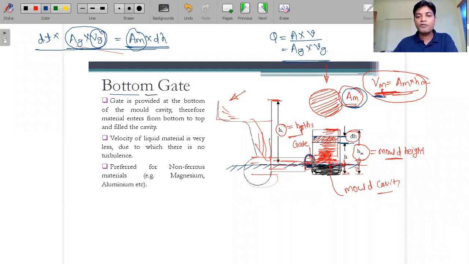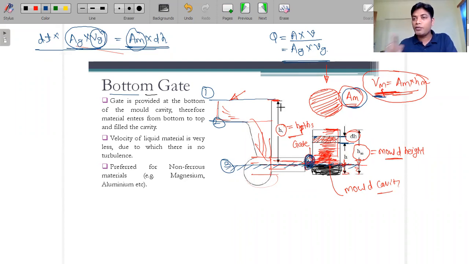For that we need the value of the velocity. And this velocity is of what? This is the velocity of this gate. Now this gate is at what position? This is the first, this is the second, which is the sprue, and this is the third. So this gate is at the third position, at the level of this third, that is the datum level. So we have to calculate the velocity.